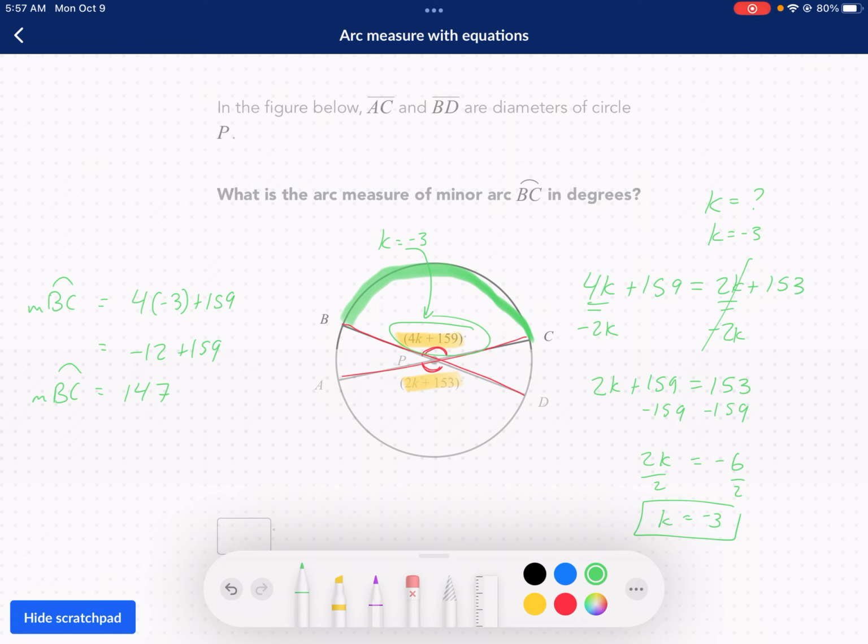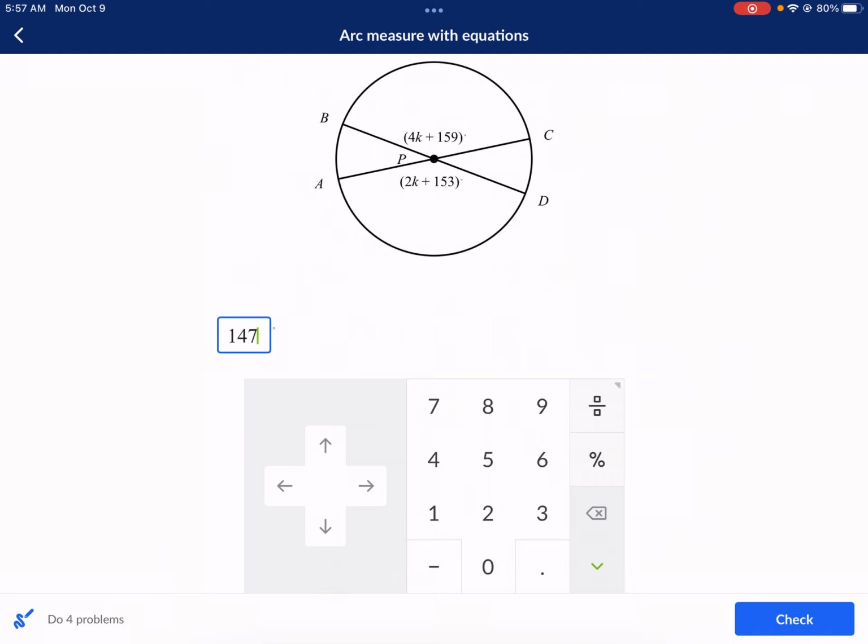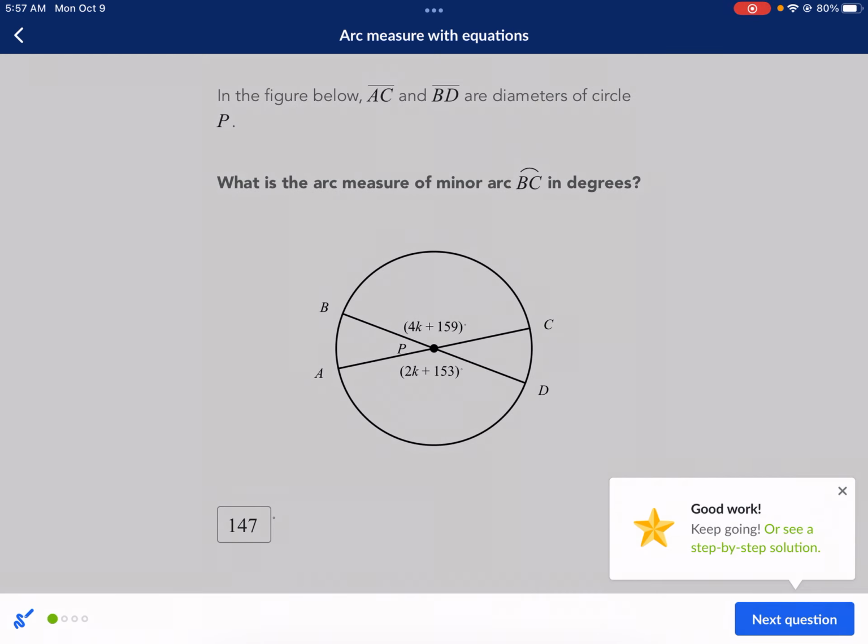Let's just double check our work. There's nothing more frustrating than making a simple mistake and having Khan Academy punish me for it. So I think we can just go ahead and type in 147. Everything looks pretty good to me, and we'll check it. And there we go. Next question.